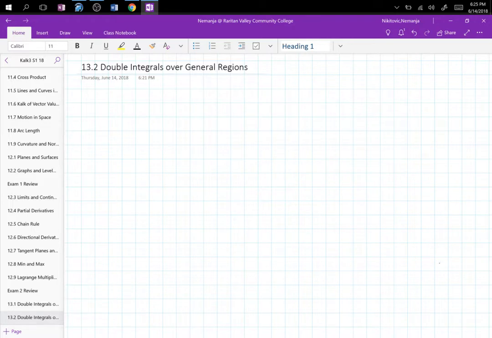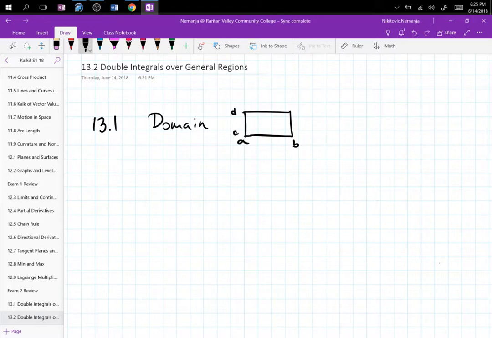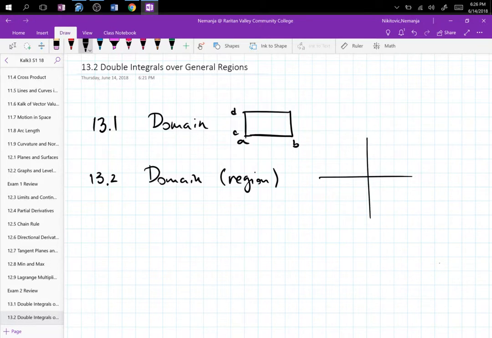All right, so in 13.1, I didn't know how to do it either because I didn't know how to set it. The domain is a rectangle that goes from a to b, from c to d. And then we set up our integral. For 13.2, the domain, meaning the region, would be something like this.